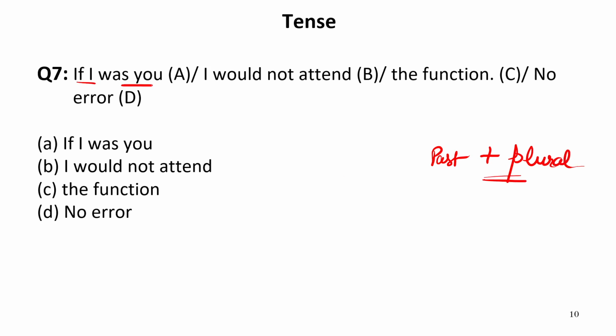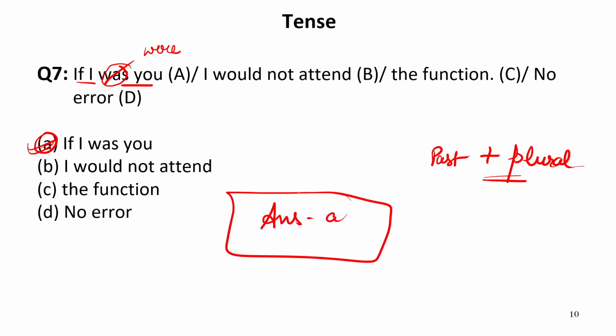Now, if I was you, now I cannot be somebody else. This is impossible. Therefore, this was should be replaced with were. So the correct sentence will be, if I were you, I would not attend the function. Therefore, the error is in part A. So our answer is A. So this will be the correct answer.